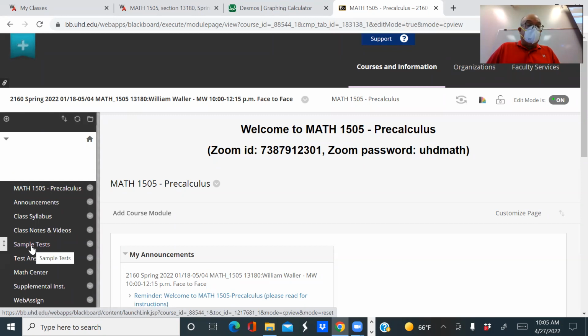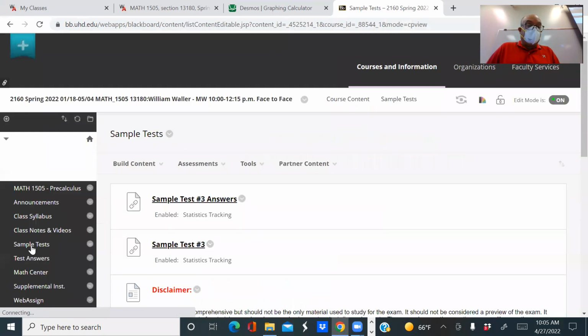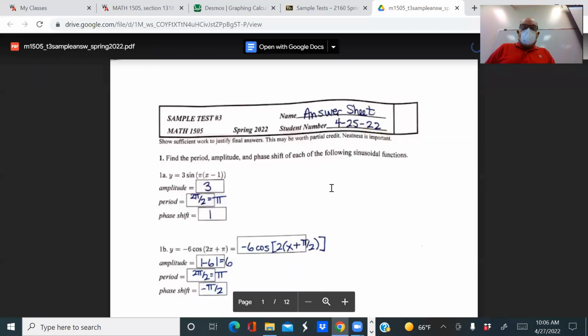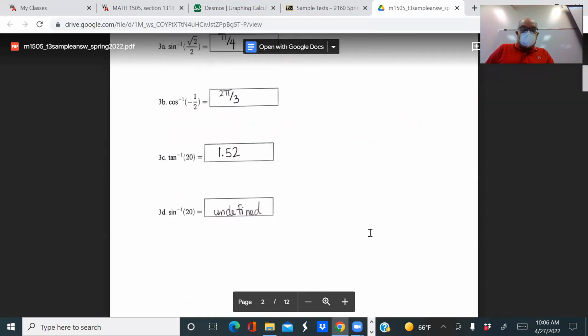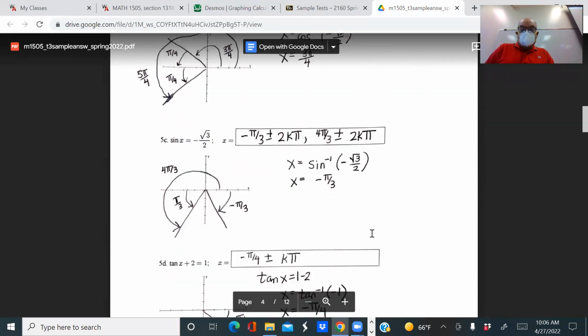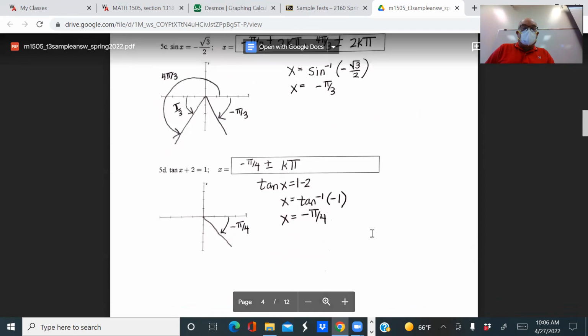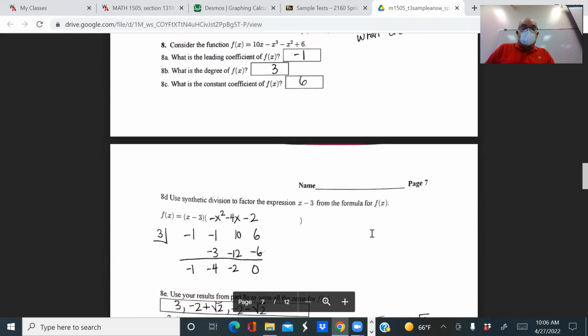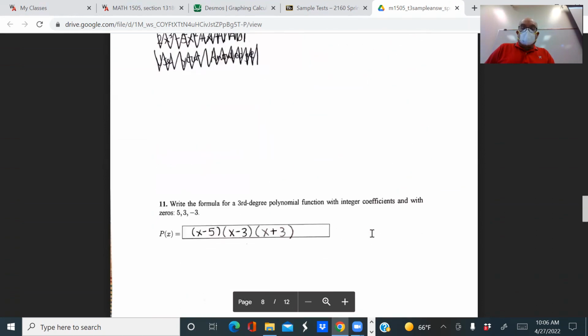answers are posted. So if you go to the usual spot, to the Blackboard page, here's the Blackboard page, to the sample test folder, and then there are the answers to the sample test. Now, I want to remind you that on the sample test, of course, it appears kind of lengthy because it has lots of graphs in it. So it's not really as long as it appears because of all that blank space.